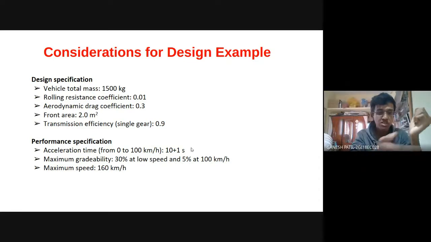And some performance specifications: acceleration time. The vehicle should accelerate from 0 to 100 kilometer per hour in 10 seconds, and for an optimal design, it should do that in a very short distance. Gradability is also a major factor which will impact the design parameters. I'll come to it in the traction motor design. And the maximum speed expected from the vehicle will be 160 kilometer per hour. Next slide.